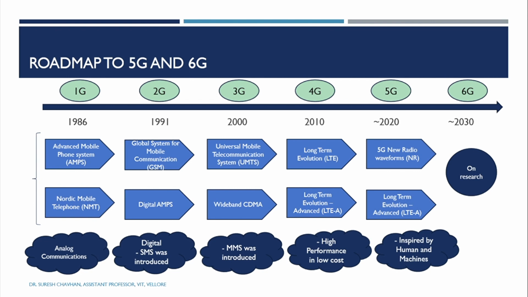And right now, from 2020, 2021, 2022, 2023, maybe until 2025 or 2026, the complete 5G implementation will be there. The main technology they are using is NR, the New Radio waveforms. And maybe after 2025, around 2030, there will be 6G introductions. I have read many papers, and they are already working on 6G communications.